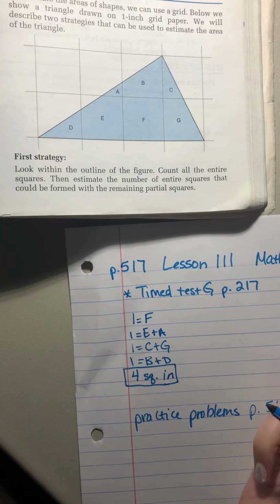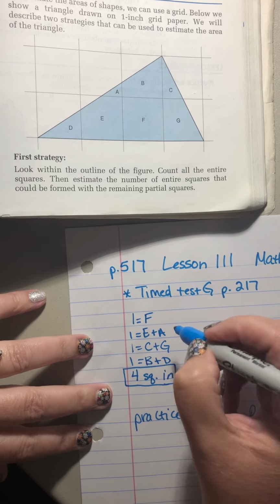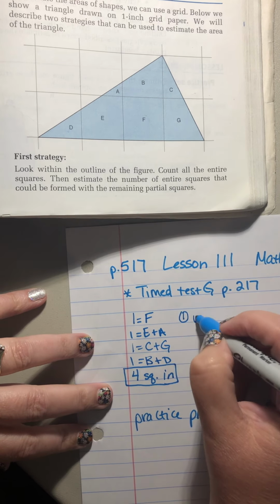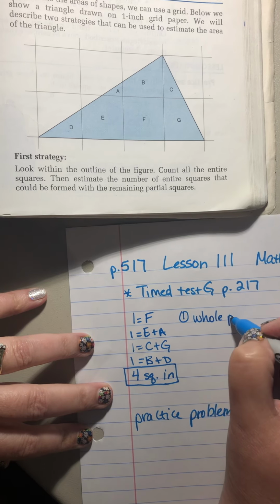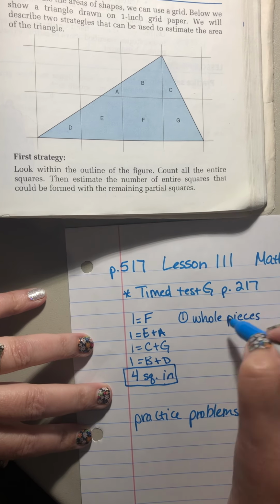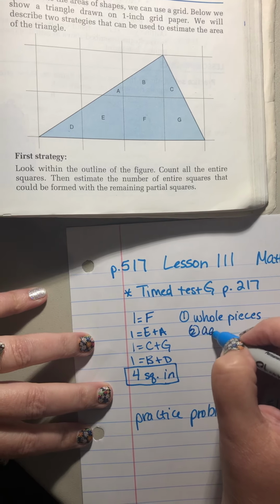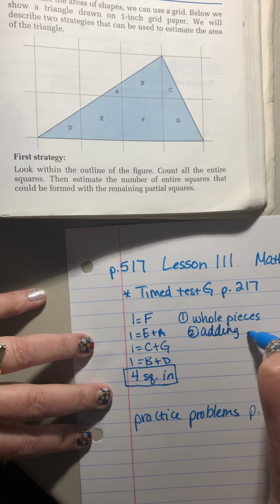So that's one method. That's taking and counting up all your whole pieces, which is what I did here. I started with my whole pieces, and then I started adding up my partial pieces.